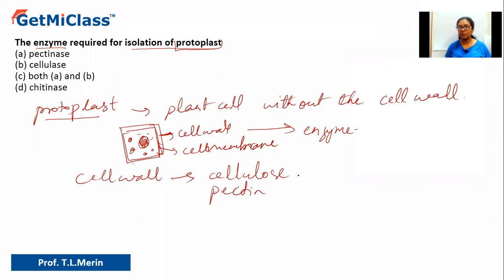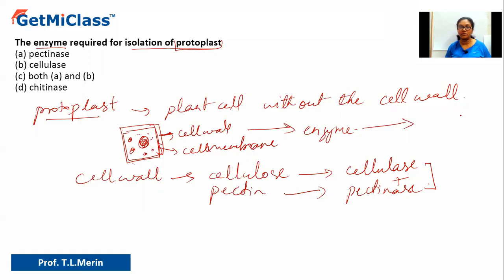Now, these have to be broken down so as to dissolve the cell wall. And which enzyme will you use? Of course, to break down cellulose, you have to use cellulase, right? Cellulase is an enzyme which can digest cellulose, whereas pectin will be digested by the enzyme called pectinase. You need the combination of both, okay, both the enzymes you need. And when you perform this enzymatic digestion of the cell wall from the cell, what you get is the protoplast.